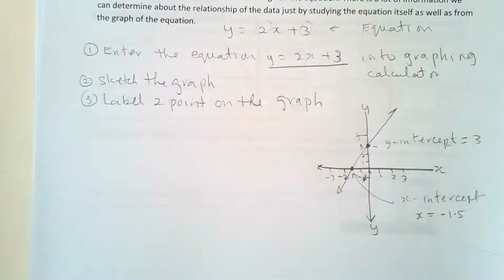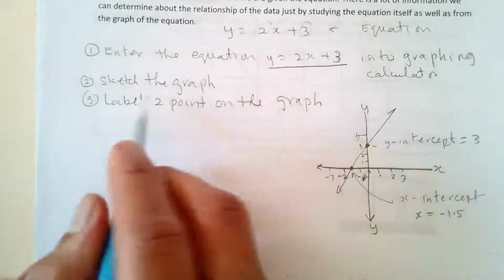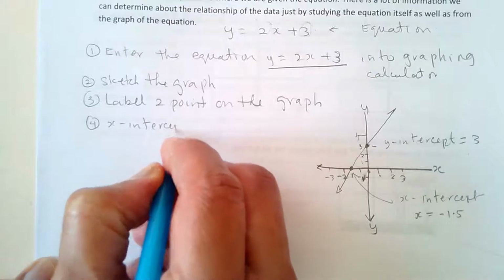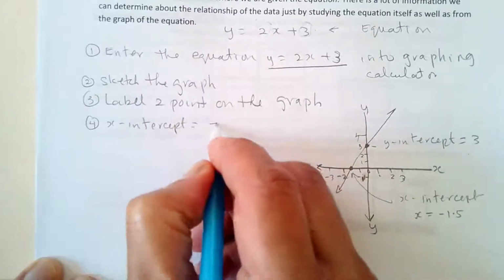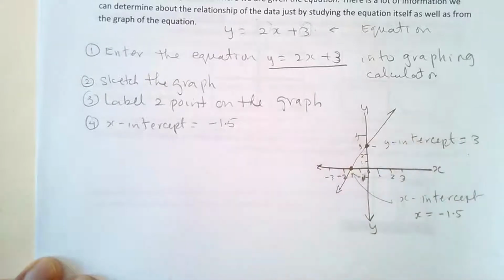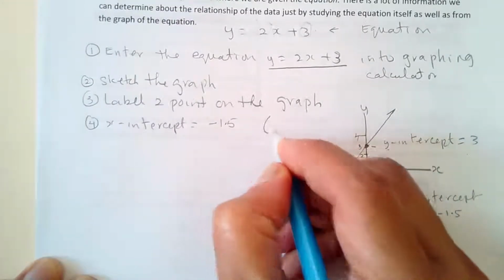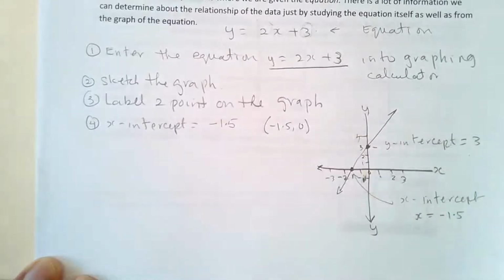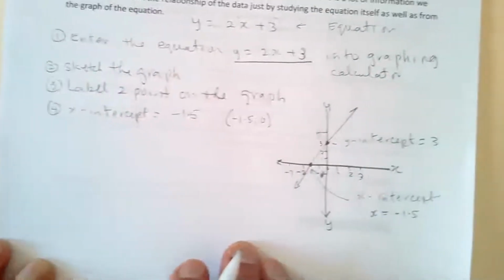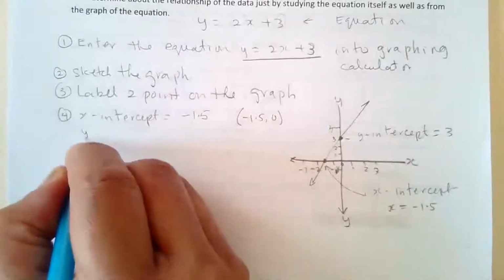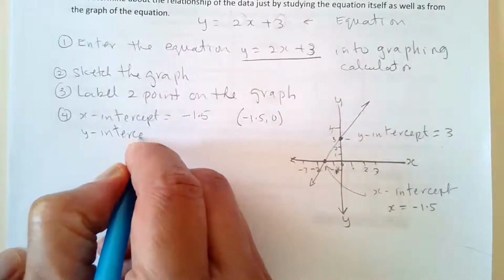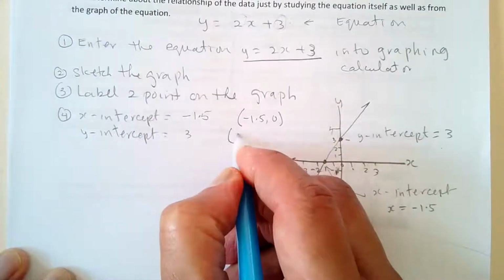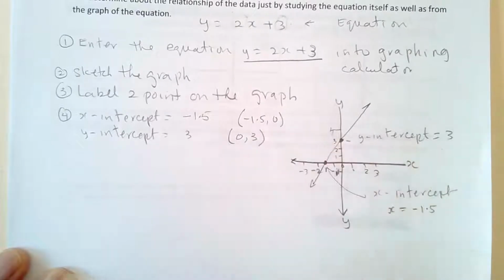So we have our equation. Now, we can write it down here now. X-intercept equals negative 1.5. So you can write a coordinate as (-1.5, 0). That's a coordinate for that. Now, the y-intercept is equal to 3. Or we can write it as x is 0, y is 3.